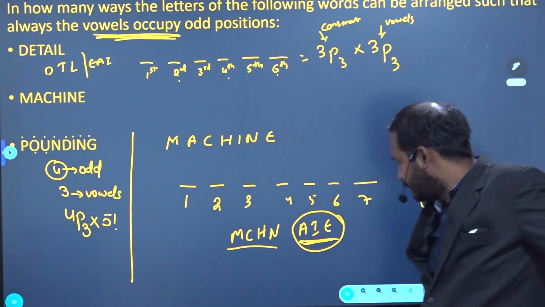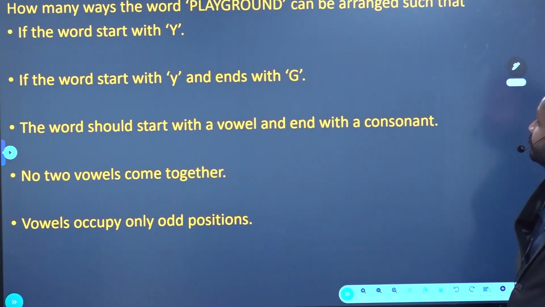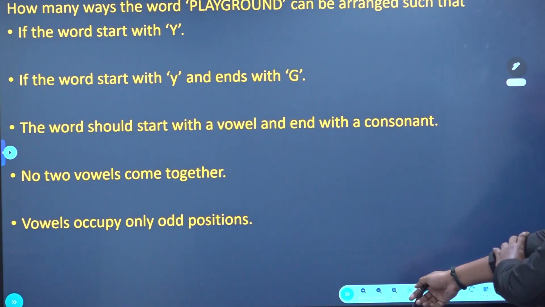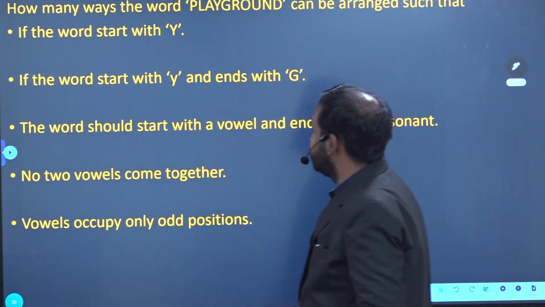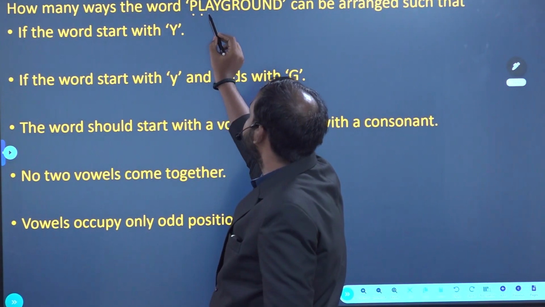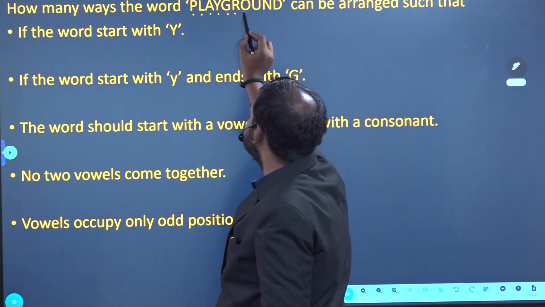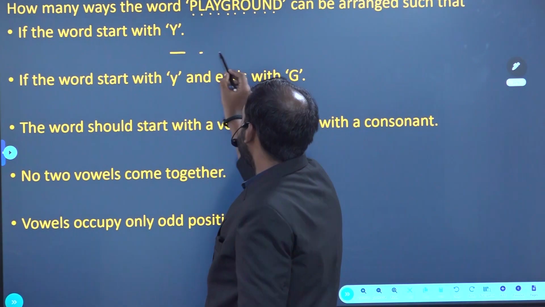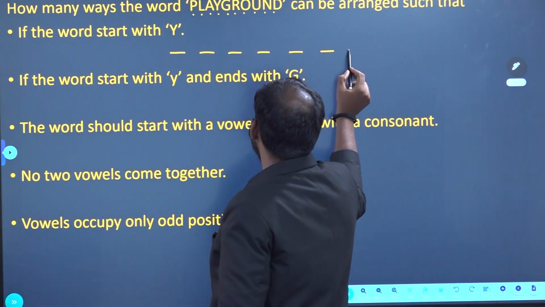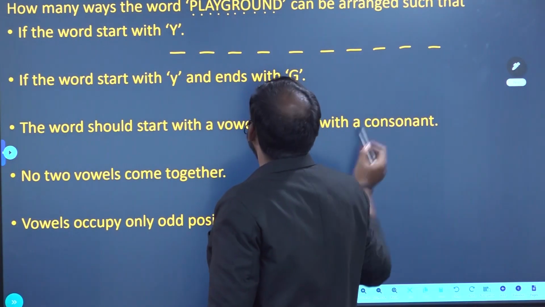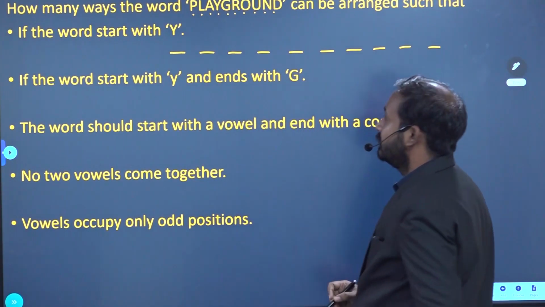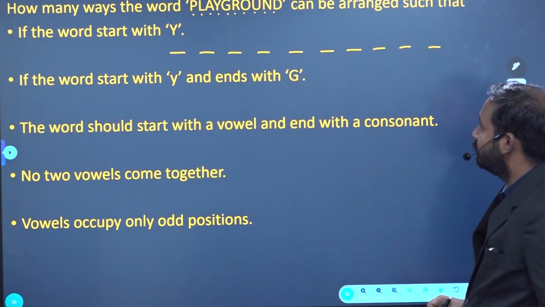Understood? Right. Next one. How many ways can the word playground be arranged such that, okay, there are some conditions. Playground, total how many letters? 1, 2, 3, 4, 5, 6, 7, 8, 9, 10. 10 letters are there. And is there any repetition? No, there is no repetition for us here, so no need to worry.